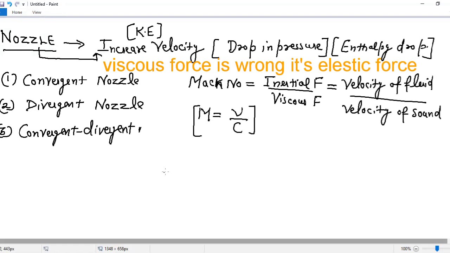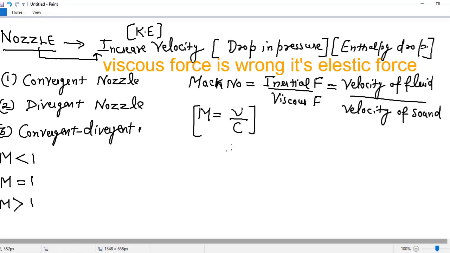Clear? So now we are going to have different values of the Mach number. We can have a Mach number less than 1, a Mach number equal to 1, or a Mach number more than 1. And in different conditions, we're going to have different types of nozzle. Clear? So if a fluid is flowing with a Mach number less than 1, which kind of nozzle should be used? That is the question. If it is equal to 1, which kind of nozzle should be used? And if it is greater than 1, which kind of nozzle should be used for the given fluid?